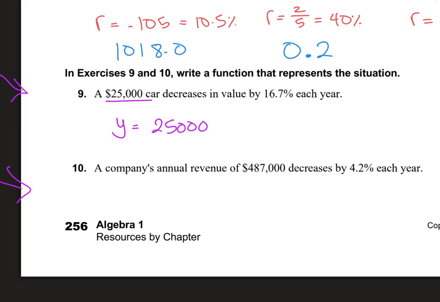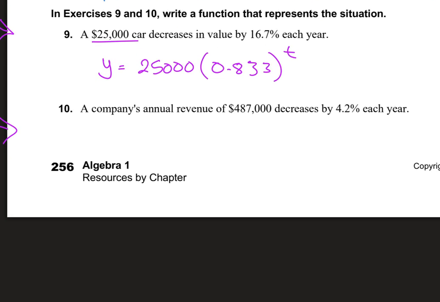That's what we bought it for, and it decreases in value by 16.7% each year. Well, that's going to be 1 minus 16.7%, which is going to be 0.833 to the t power.